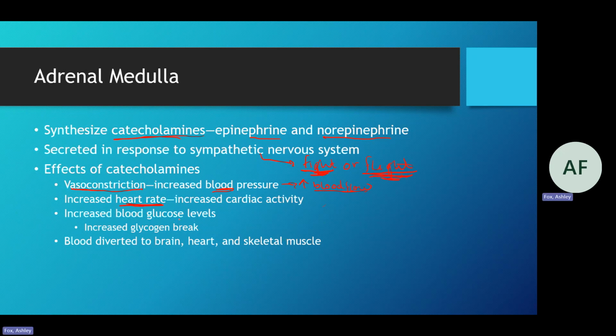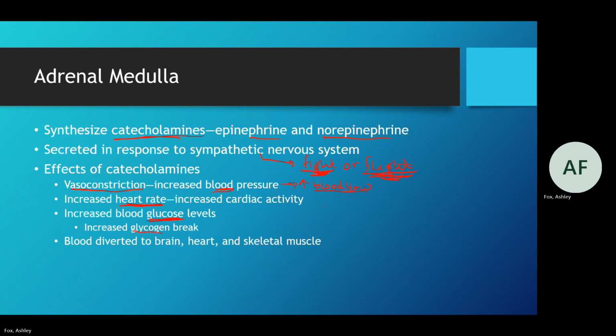You're also going to increase blood glucose levels. So this is another instance where you're going to increase your blood glucose. So you're going to have more glucose circulating in your bloodstream. So we saw this with growth hormone. We saw this with cortisol. We saw this now in epinephrine and norepinephrine.